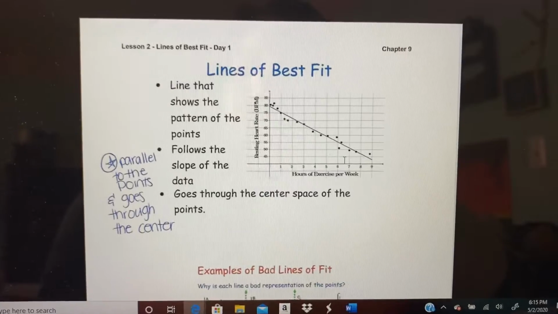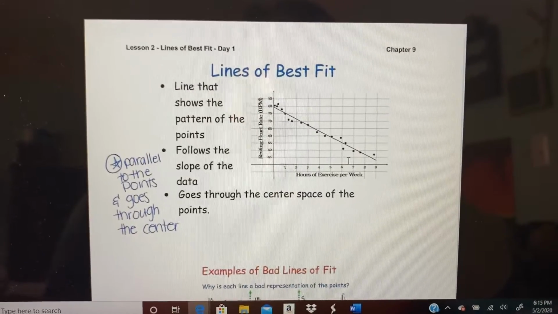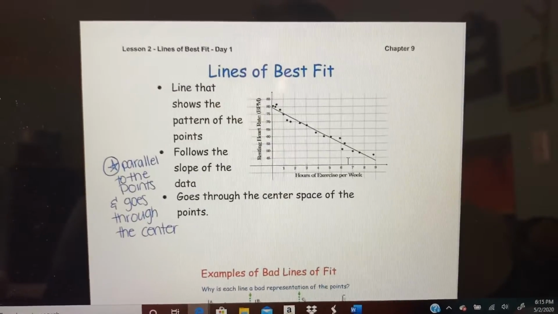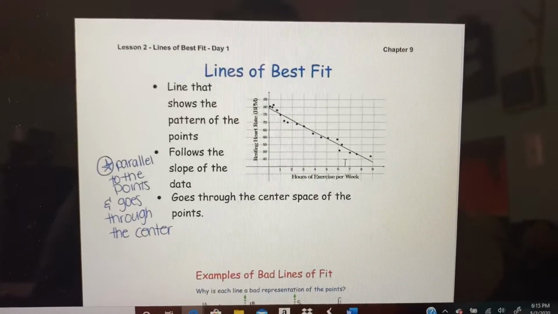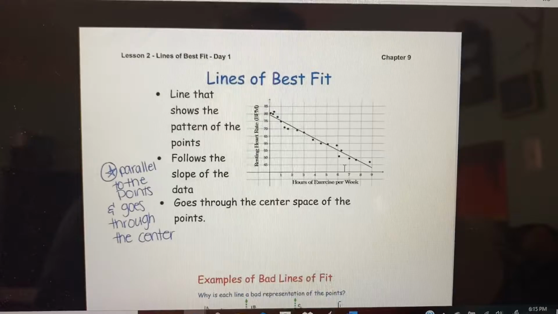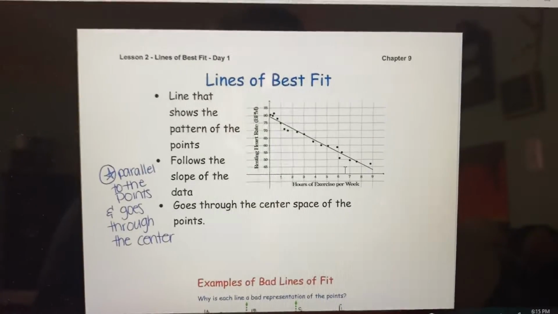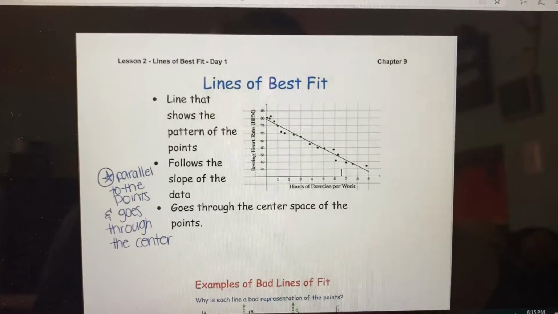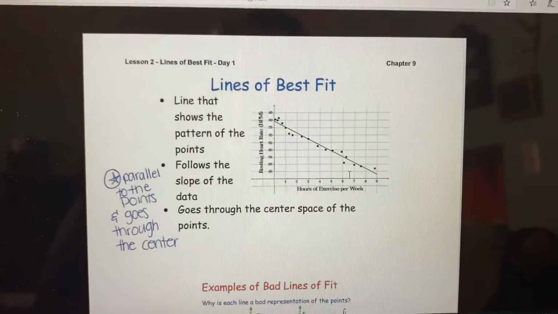This week we are going to be talking about lines of best fit for our scatter plots. A line of best fit has to follow these characteristics. It has to show the pattern of the points. It has to follow the slope of the data and go through the center space.